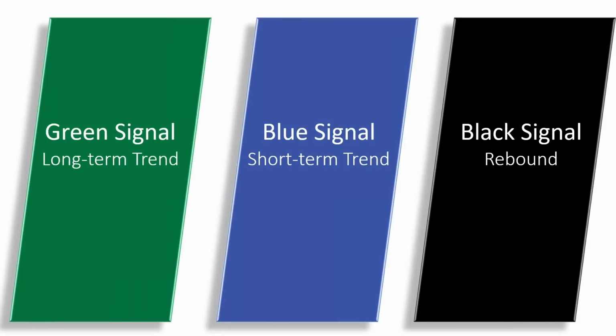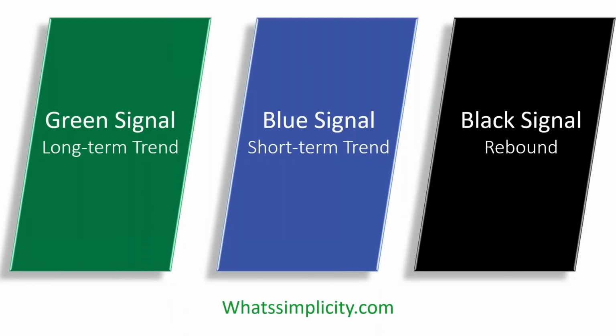Now, some of the signals have slightly different rules when it comes to how they're confirmed. So let's quickly go through how each signal works. But first, if at any point you want more in-depth information on a specific signal, all you have to do is go to whatsimplicity.com and click on the tutorials page. There you'll find short videos and in-depth tutorials on every single color.